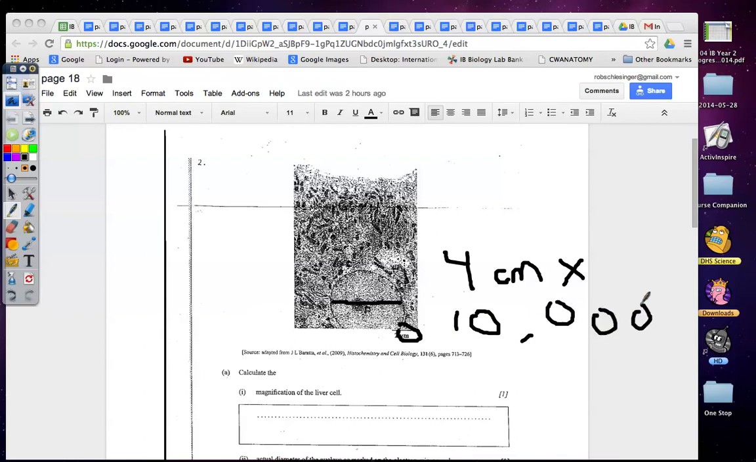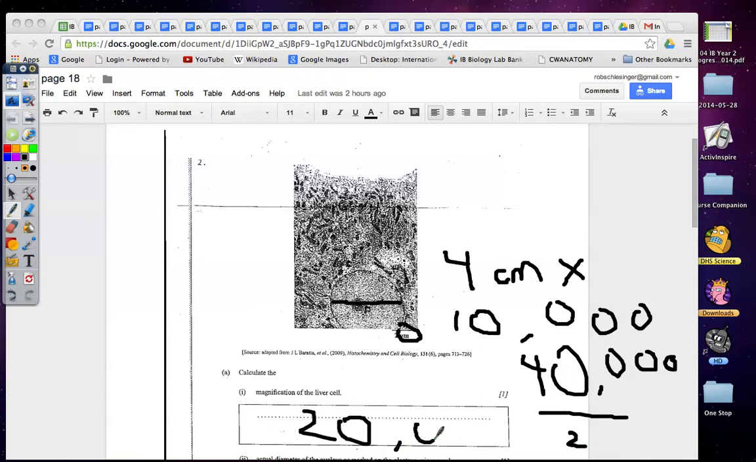So that's going to give me 40,000 microns. But I'm not quite done. In order to figure out how much this has been magnified, I need to divide it by 2, because that's the number in the scale, and that's going to give me 20,000 times magnification. If you didn't get that, don't feel too bad, because only one person got it correct. So that's definitely something we're going to revisit here.